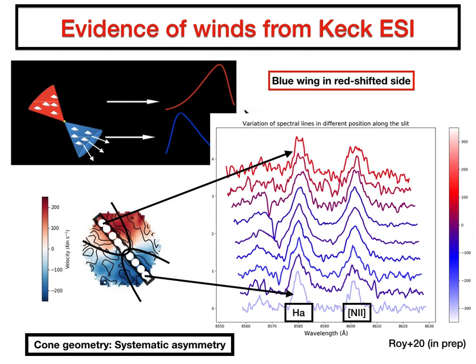Now showing all the spectra coming from all the spatial pixels, starting from the bottom portion in blue, representing the bottommost panel here, and as we go up, the different rows indicate the spectra from different spatial bins. The spectra are around the H alpha and N2 regions, and these are color coded by velocity. We can clearly see that the blue side has an asymmetry in the red wing, and the red side has an asymmetry in the blue direction. So this cone geometry, which predicts this systematic asymmetry, is confirmed by our observation, and we can say with confidence that these are actually winds, or outflows, that we are looking at.